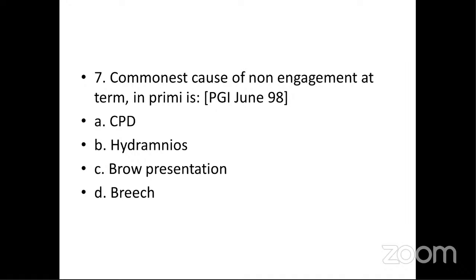Next one. Commonest cause of non-engagement at term in a primigravida is CPD, hydramnios, brow presentation, or breech? CPD, yes, that's the right answer. Hydramnios is not very common. What they've asked is the commonest cause, and in a cephalic presentation most of the time it is CPD. Hydramnios, brow presentation, and breech are all very rare. Cephalic presentation being the common one, CPD will be the most common cause for non-engagement of the head at term in primigravidas.